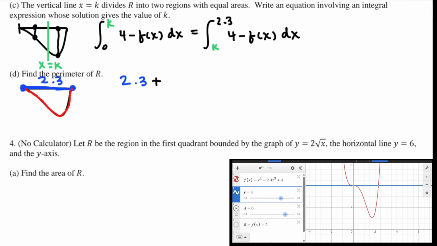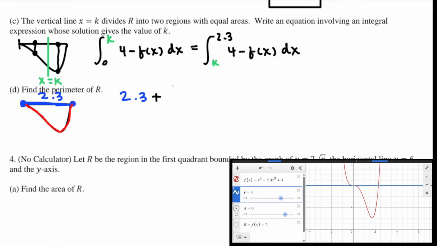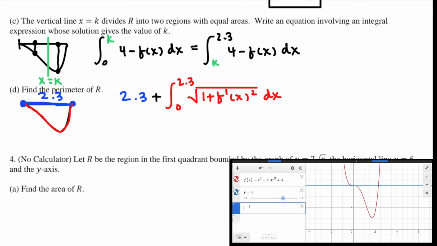But since I'm using a calculator, I should let the calculator do the work for me. We called this function f of x, so I'm going to be integrating from x equals 0 to x equals 2.3 of the square root of 1 plus f prime of x squared dx. So I'm going to have 2.3 plus the integral from 0 up to 2.3 of the square root of 1 plus f prime of x squared dx. And that would be 8.967.